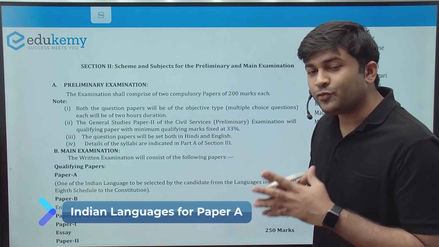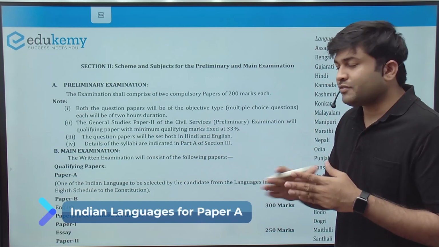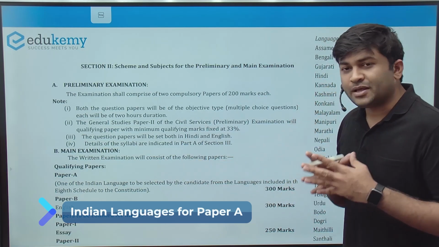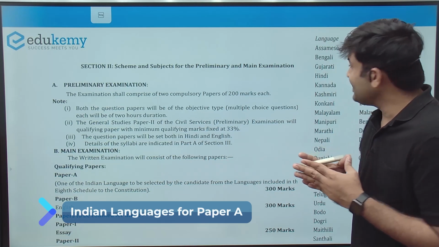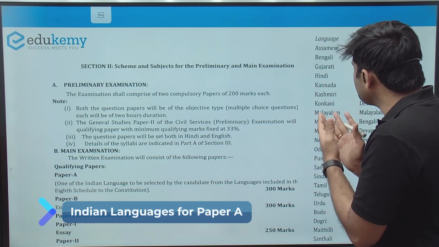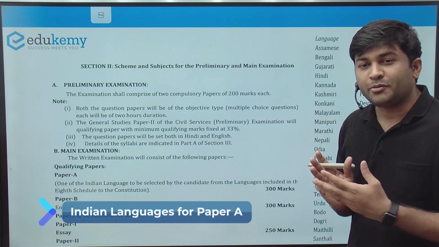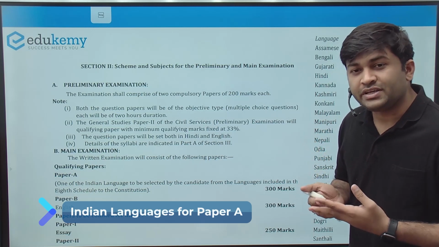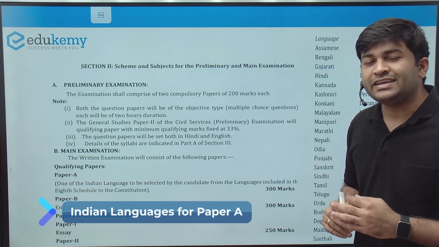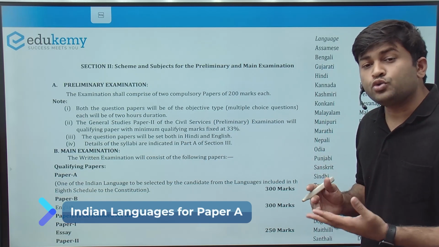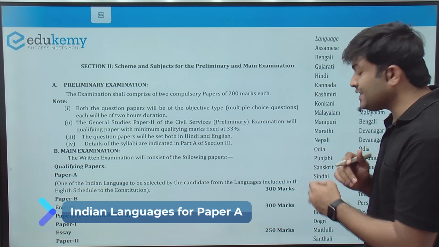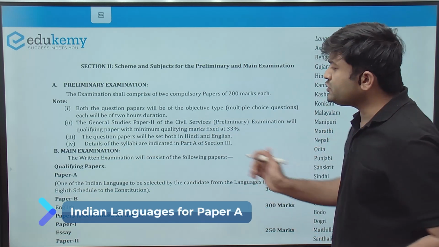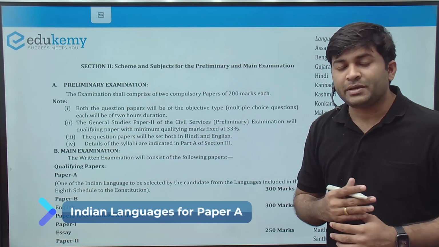The languages that one can select as an option for Paper A are Assamese, Bengali, Gujarati, Hindi, Kannada, Kashmiri, Konkani, Malayalam, Manipuri, Marathi, Nepali, Odia, Punjabi, Sanskrit, Sindhi, Tamil, Telugu, Urdu, Bodo, Dogri, Maithili and Santhali. So these are the various language options which you can choose in Paper A.